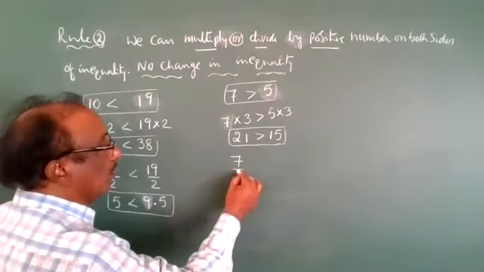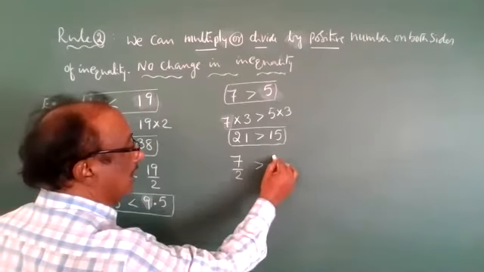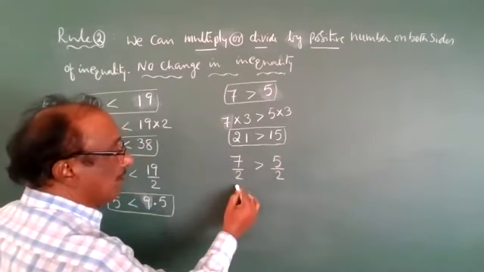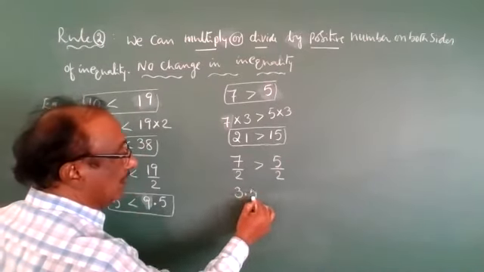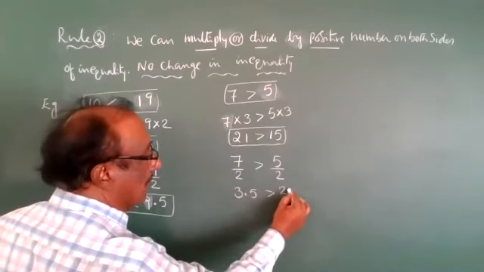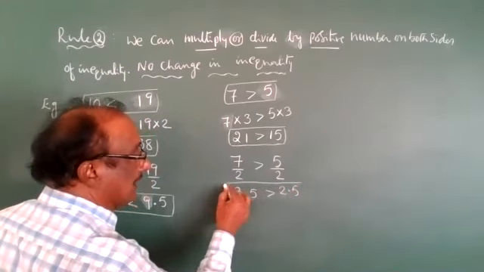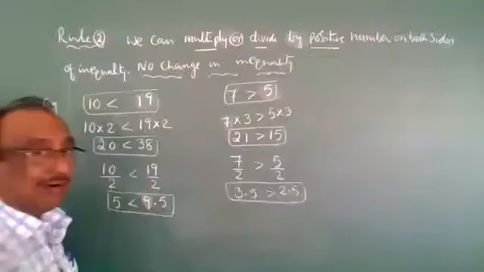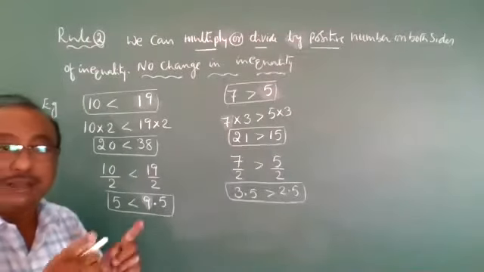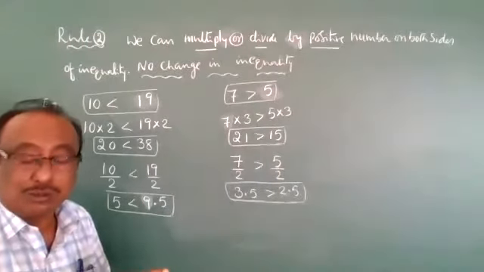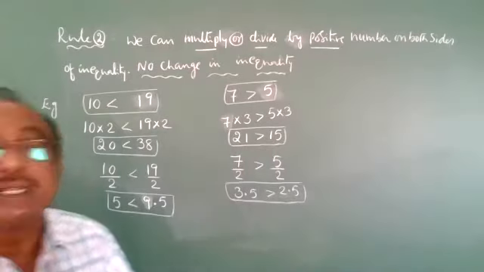7 by 2 is greater than 5 by 2. See, 7 by 2 is 3.5, which is greater than 2.5. This is also a correct inequality. The inequality never will change by multiplication with a positive number on both sides.